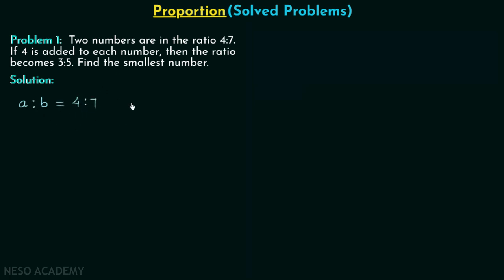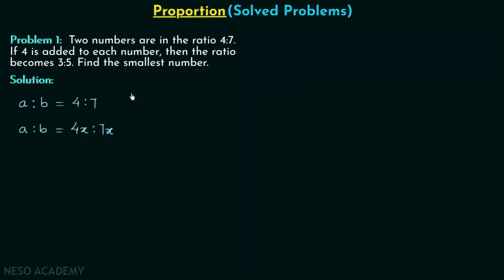4:7. And in this, the common factor is not included, and we need to find the smallest number. This means we need to find the exact number, and to find the exact number, we must know about the common factor. So we will assume the common factor is equal to x. So we will have A ratio B equal to 4x ratio 7x. The common factor will get multiplied to 4 and to 7.